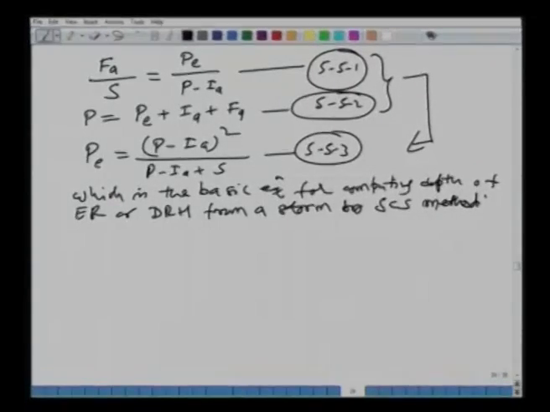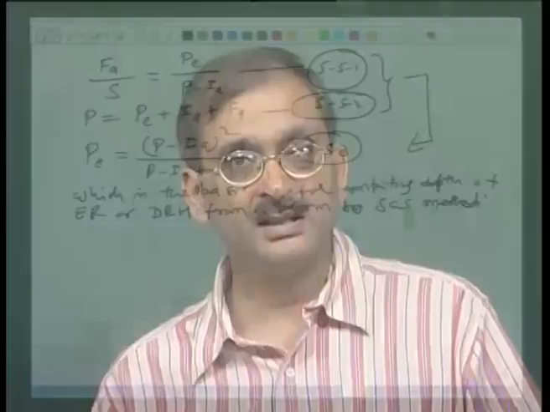Now, there is one quantity, IA, or the initial abstraction. What SCS has done is it has given certain guidelines to estimate IA in the absence of any other method. You are expected to calculate or estimate this initial abstraction separately depending upon the catchment characteristics in that particular catchment in which you are applying this equation.